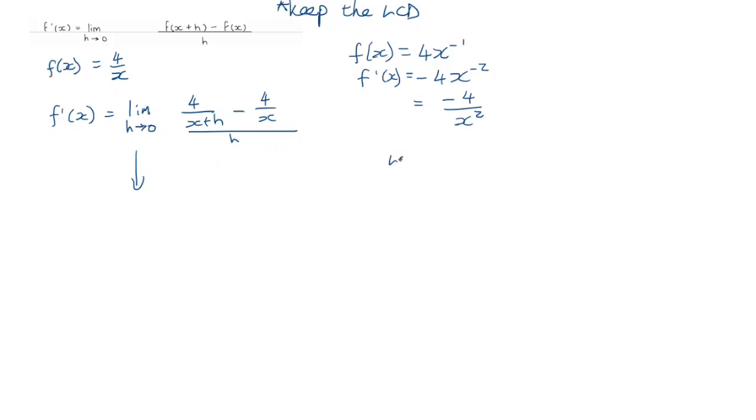So the LCD just on the top line is an x and a bracket, x plus h. Because I think of whenever there's two terms or more, I keep it in a bracket. So if that's the LCD, this 4 needs the extra x. This minus 4 needs the x plus h. And that is all over the LCD.